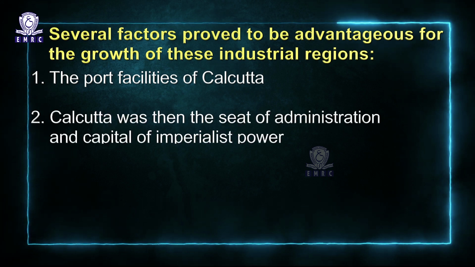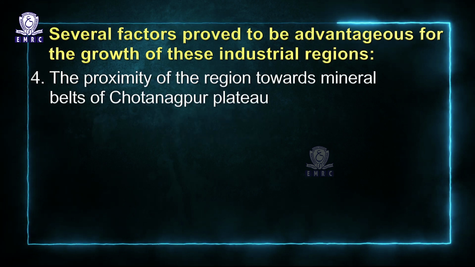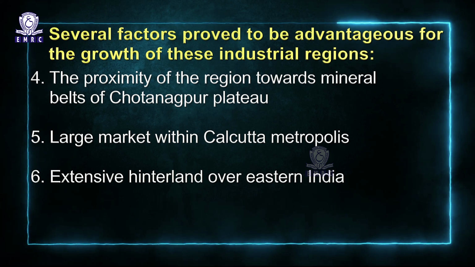The second one is Kolkata was then the seat of administration and capital of imperialistic power. The third was good transportation through rail, road and waterways. The fourth is the proximity of region towards the mineral belt of Chota Nagpur Plateau. Fifth is the large market with Calcutta metropolis. Sixth is the extensive hinterland over eastern India.